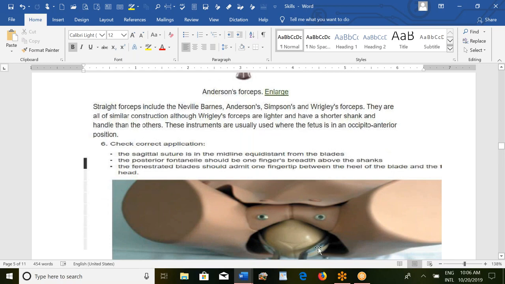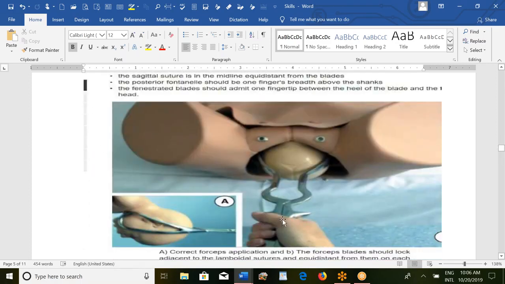Then you should know what the correct position should be. This is the correct position, okay? It should be equidistant. If we have a lateral view, then you will find something like this.